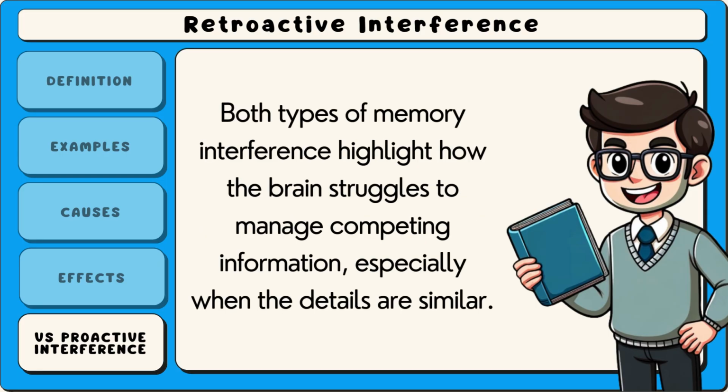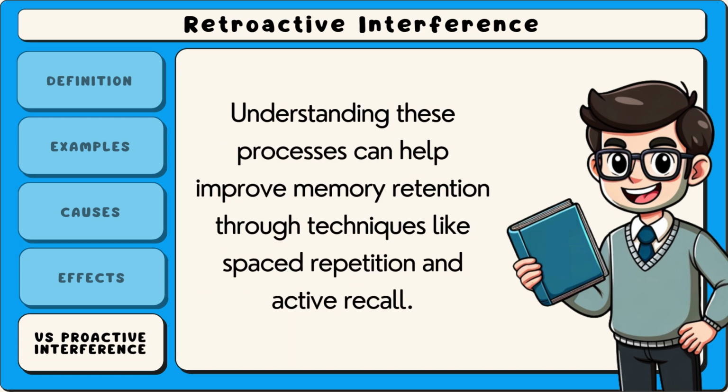Both types of memory interference highlight how the brain struggles to manage competing information, especially when the details are similar. Understanding these processes can help improve memory retention through techniques like spaced repetition and active recall.